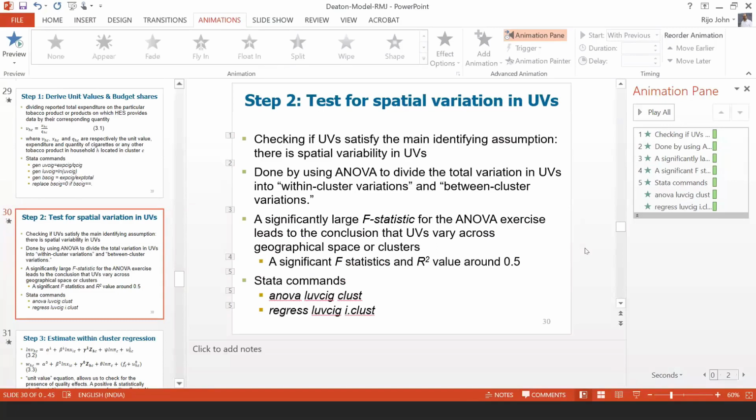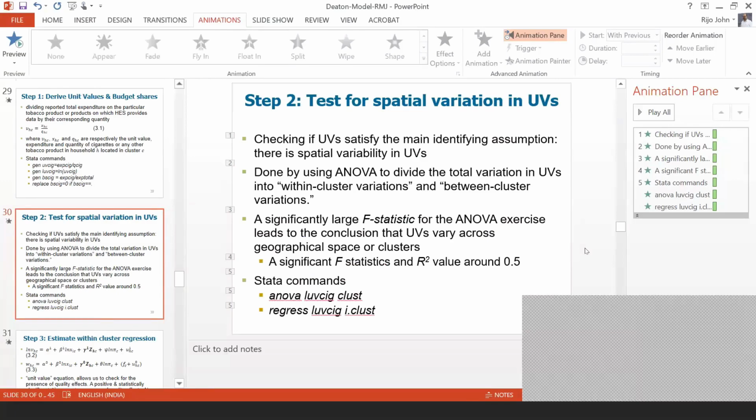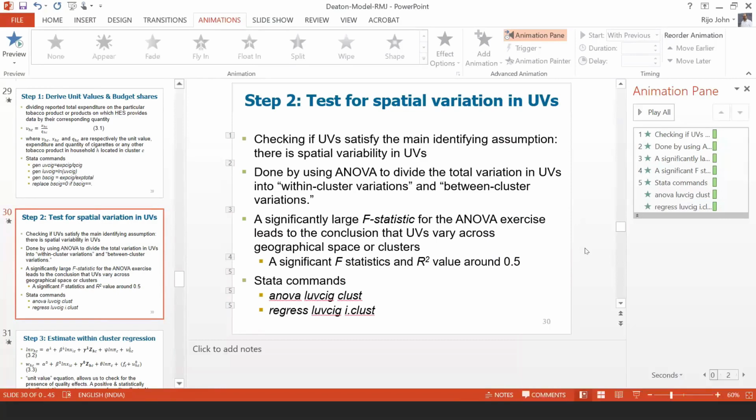This can be done by using an ANOVA to divide the total variation in unit values into within cluster variation and between cluster variation. A significantly large F statistic for the ANOVA exercise leads to the conclusion that unit values vary across geographical space or clusters. A significant F statistic and an R-square value of around 0.5 is what is desired as per Deaton. The Stata commands are very basic: anova LUV-SIG clast. Basically, LUV-SIG is the logarithm of unit value of cigarettes, and clast is the cluster variable. You can do the same thing with the regress command using the factor variable i.clast instead.